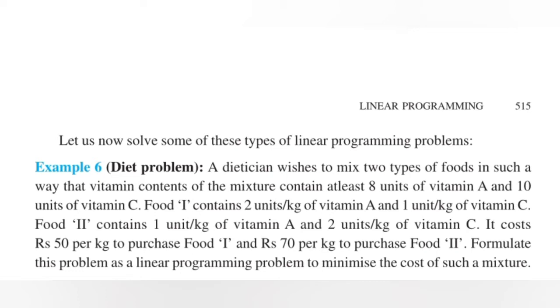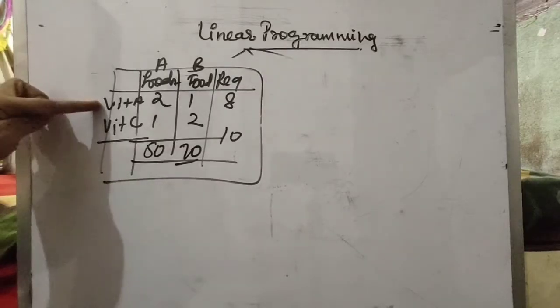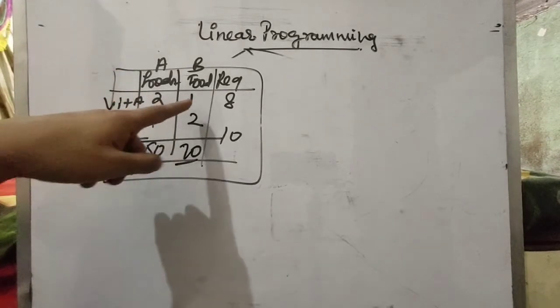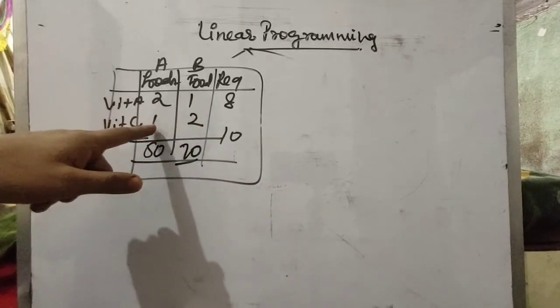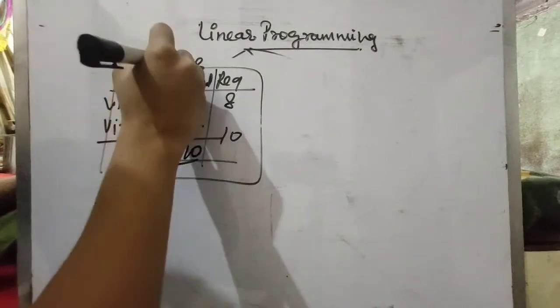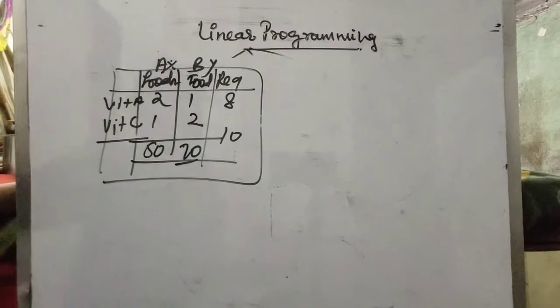Okay, so how do we solve it? Coming on to the whiteboard again. See here, I have written down the question: vitamin A in food A is present with 2 per kg, 1 per kg, and vitamin C is there with 1 per kg and 2 per kg. So for food A, I am taking x, and for food B, I am taking y. Okay, so how do we solve this? I'll prepare the equations in order to solve the question.